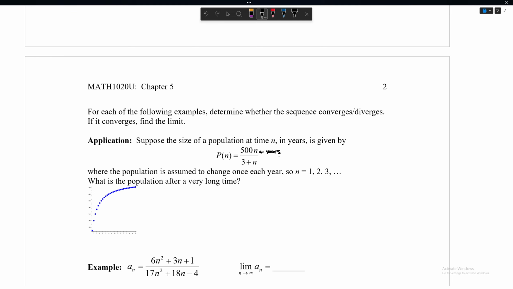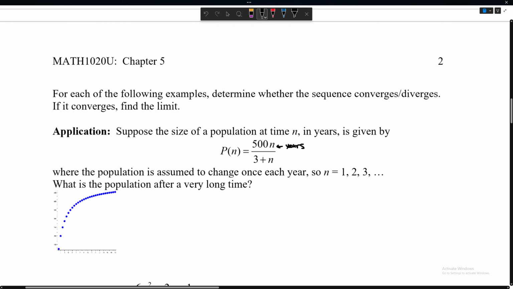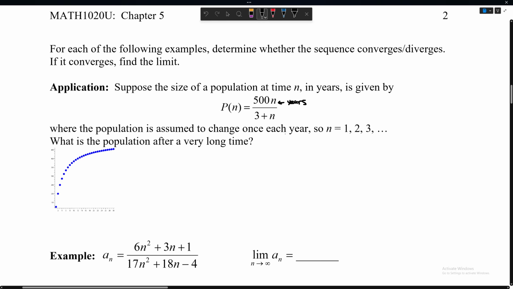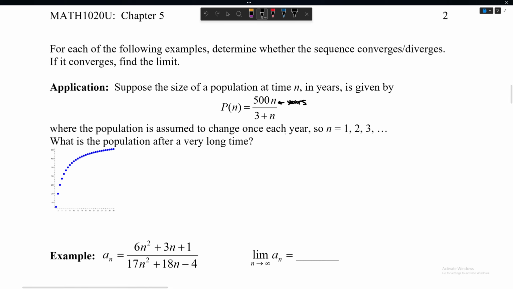All right, n is years. And so here what it says is where the population is assumed to change once each year. So each year the population changes. What is the population after a very long time? Very long time means you go to infinity. You don't know what time, so you just assume it's to infinity, right?